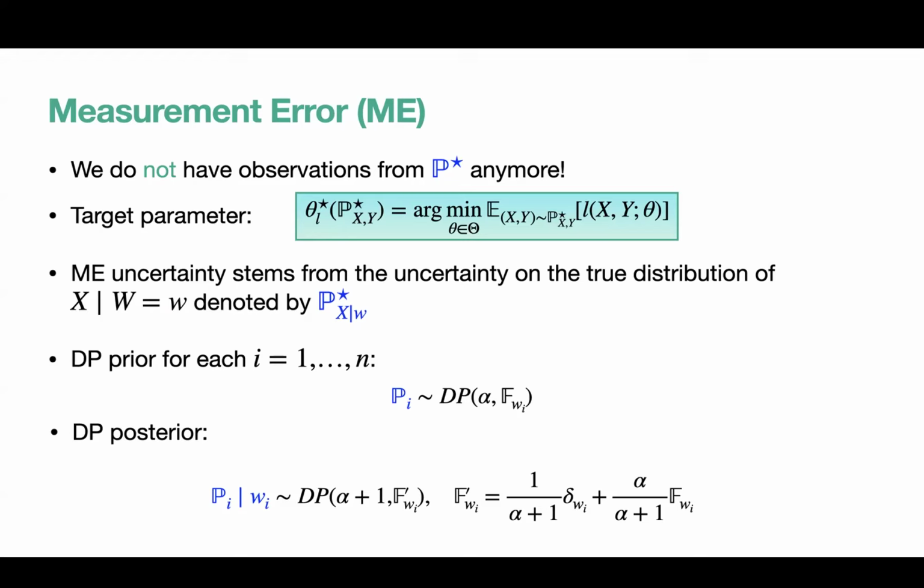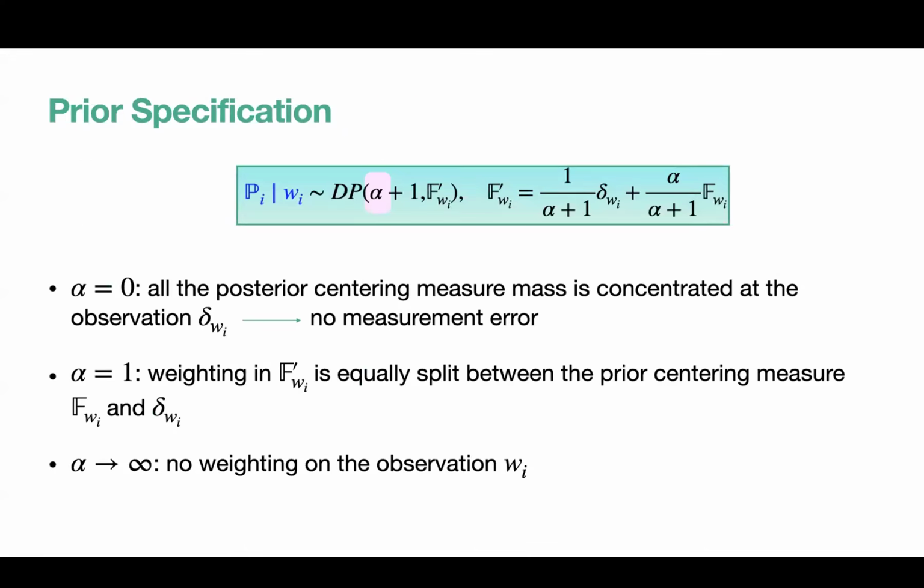So here we're doing the same thing where you set a Dirichlet process prior, but now for each different W_i, this will define a different conditional distribution. So I will have to define a new Dirichlet process with a new centering measure F, in a way that makes sense and obeys the measurement error structure I have. And this is the key point I wanted to mention about this work: how you can actually specify this prior.